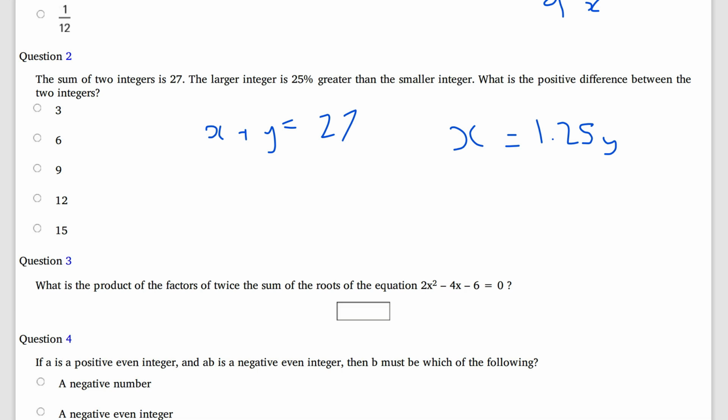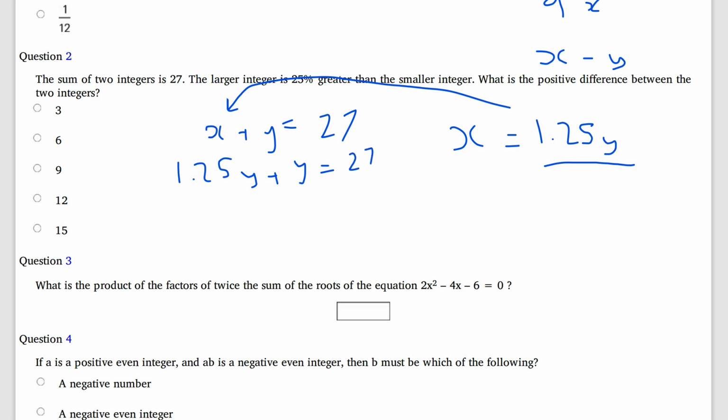So the question is interesting. What is the positive difference between the two integers? To find the difference between them, they want us to work out x minus y. Okay, well, much like in the previous question, I'm going to sub it in. So you see how x equals 1.25y. I'm going to place that into the first equation that I created to give us 1.25y plus y equals 27, and 1.25y plus 1y is 2.25y equals 27.